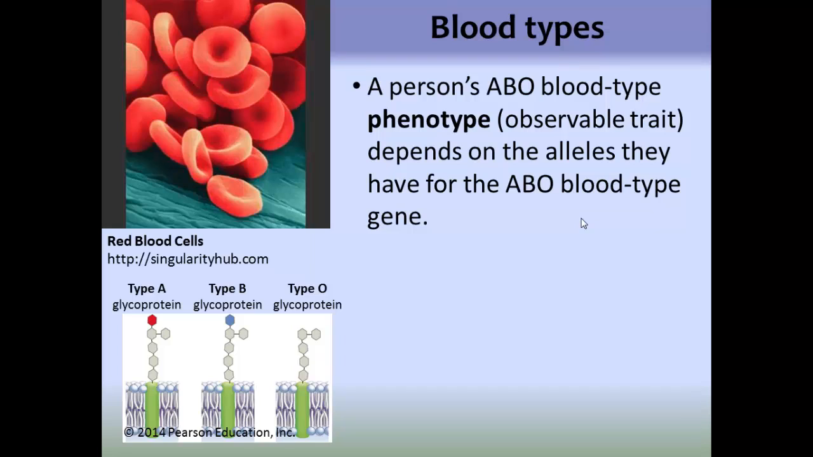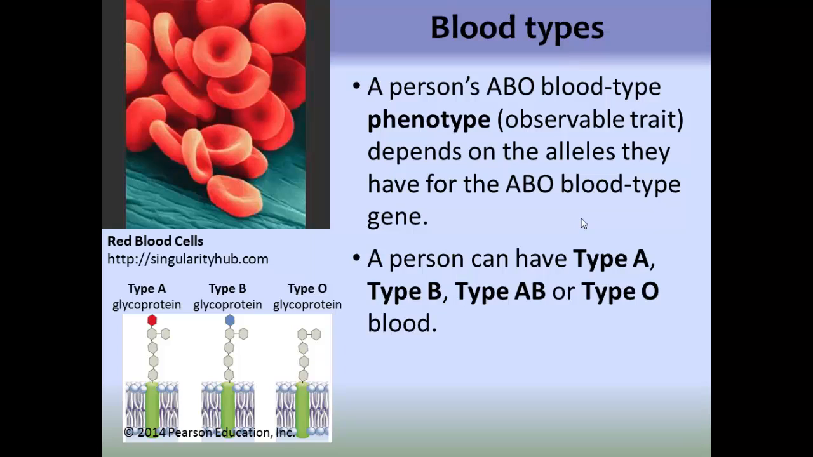A person's ABO blood type phenotype, or trait, depends on the alleles that they have for this ABO blood type gene. In other words, it's going to determine whether they have type A blood, type B blood, type AB blood, or type O blood. You've probably heard about these.